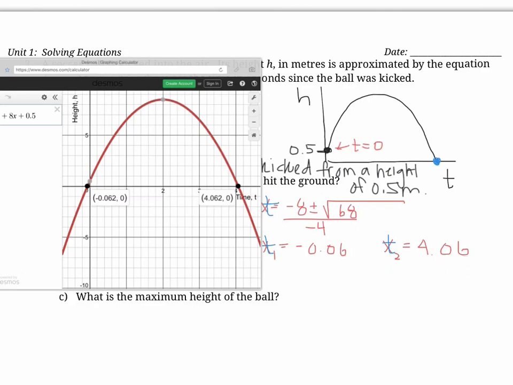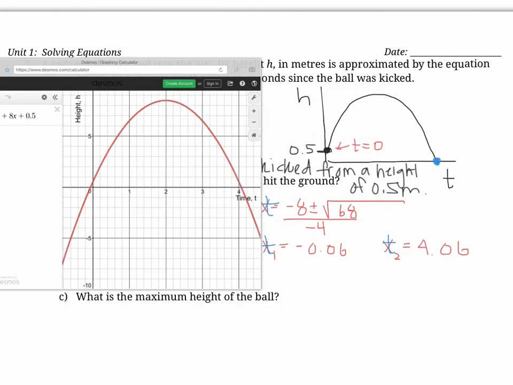Well, if we click this other one over here, there we go. We have another x-intercept of negative 0.06. Now, x represents time. Can time ever be negative? No. This number doesn't make sense in the context of our problem, but this one does. So that means the ball started its journey at time equals 0, went up and around and hit the ground at 4.062 seconds. So this is the x-intercept that makes sense for this problem. Therefore, we can say that the soccer ball was in the air for a total of 4.06 seconds.